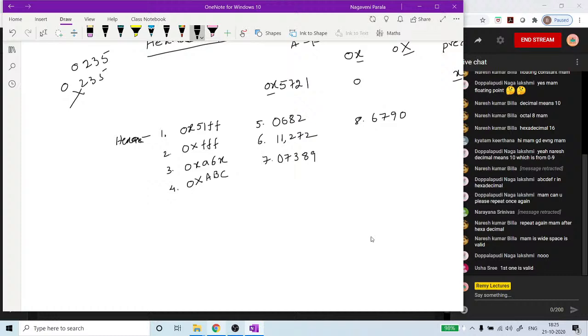The 6th one is not valid because of the comma, it is not valid, very good. The eighth one, is it valid or invalid?